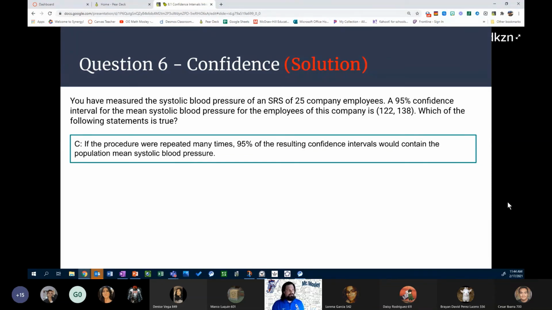This is the proper interpretation of the confidence level, right? So if we do this many times, 95% of the resulting confidence intervals from those samples would contain the population mean. Okay. Is there anything I can clarify?